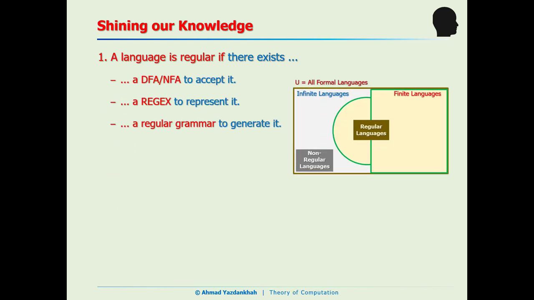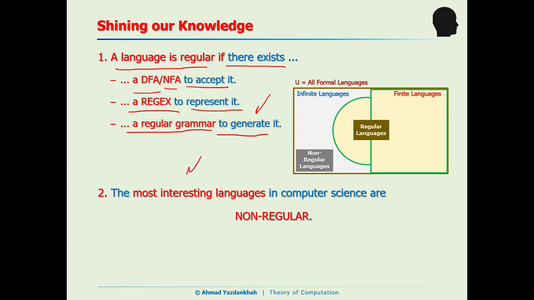We define regular languages as this. A language is regular if there exists a DFA or an FA to accept it. Or we can define it if there exists a regex to represent it. Or if there exists a regular grammar to generate it, or to produce it or represent it. These are the definitions of regular languages.